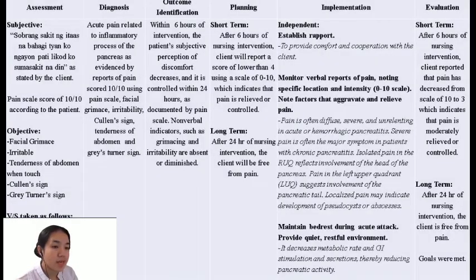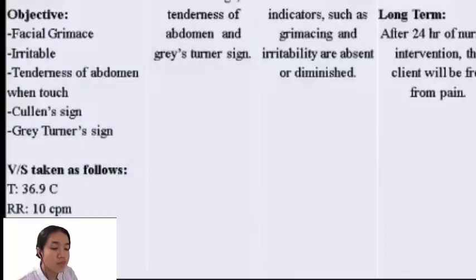For the assessment, subjective: "Sobrang sakit ng itaas na bahagi ng tiyan ko, ngayon pati likod ko sumasakit na din," as stated by the client. Pain scale score of 10/10 according to the patient. Objective: facial grimace, irritable, tenderness of abdomen when touched, Cullen's sign, Grey Turner's sign.